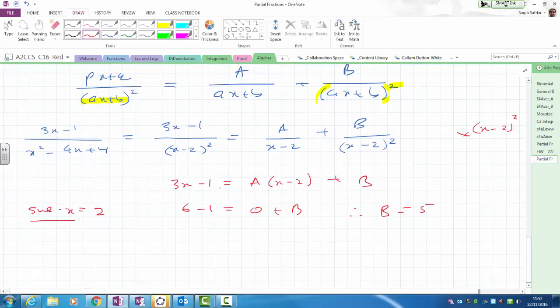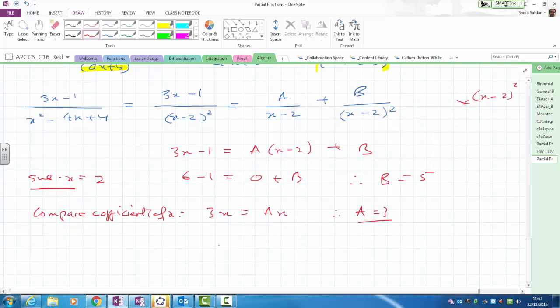If b equals 5, what does a equal to? So we can put in any value, I guess. Or you could compare coefficients. You can compare the coefficients of x. So on the left hand side we've got 3x. On the right hand side we've got ax. And therefore a has to be equal to 3. And so therefore we should now tell the examiner our final answer.